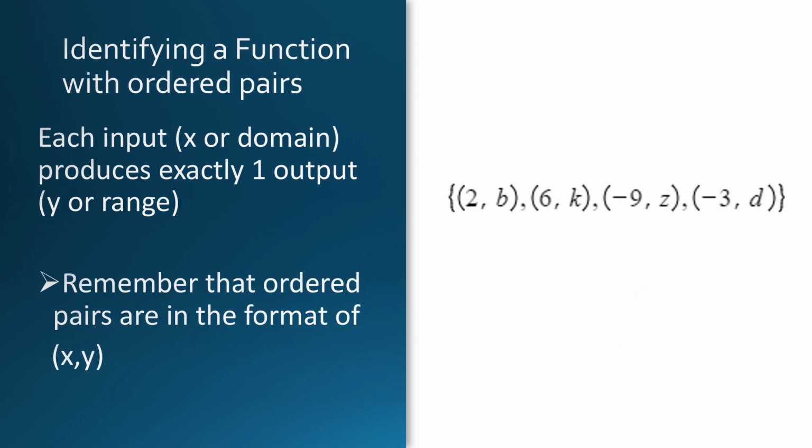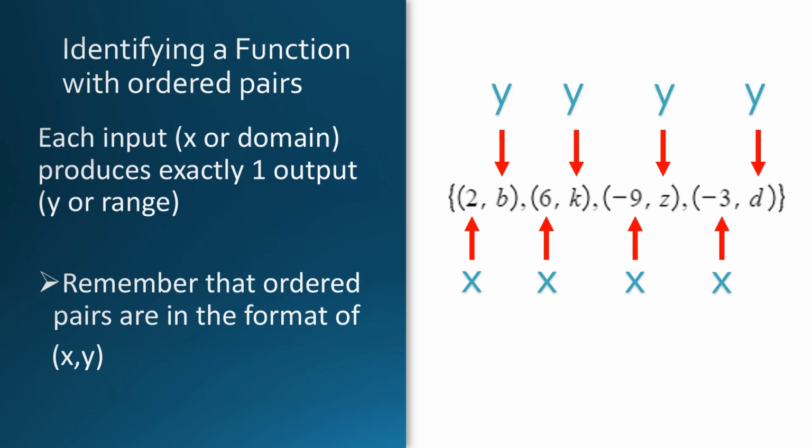Now we're going to identify a function with ordered pairs. If you remember about ordered pairs, they're in the format of x, comma, y. So because they have x, that's also like our input, and since they have y, that could be our output. So let's look at the x's. We have 2, 6, -9, and -3. And we have our y's, b, k, z, and d. Since each input gives us exactly one output, this is a function.